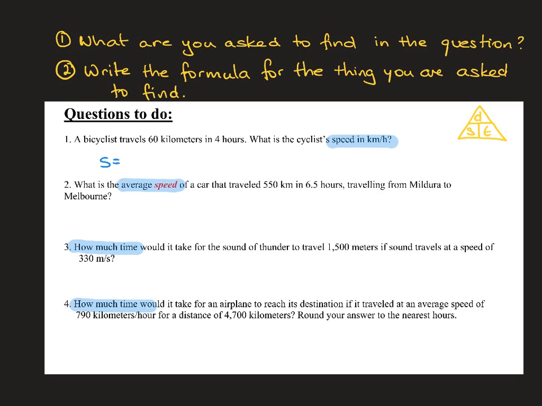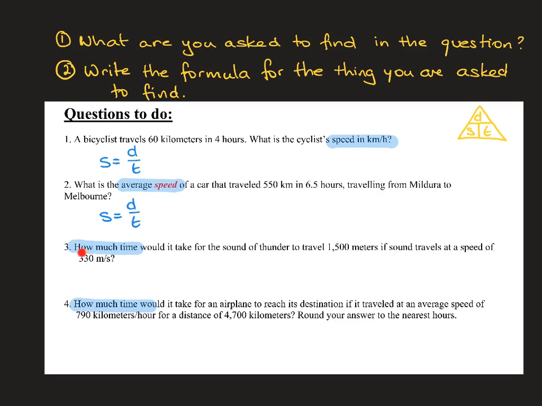And so that will be our formula, D over T. Let's do the other formulas and then we'll come back and work out what to do next. In the second question, we're asked to find the average speed. So again, that's an S. We can write S is equal to, we cover up the S in the little triangle and it looks like D over T. So that's what we write for our formula, D over T.